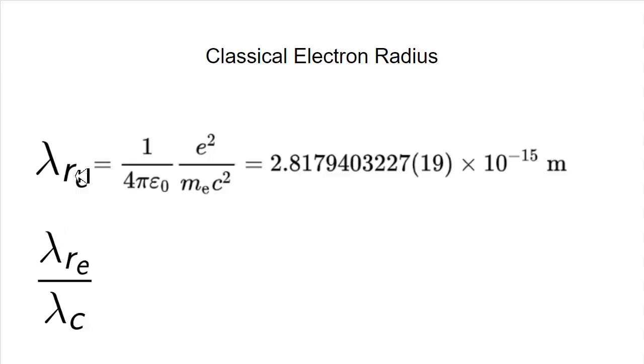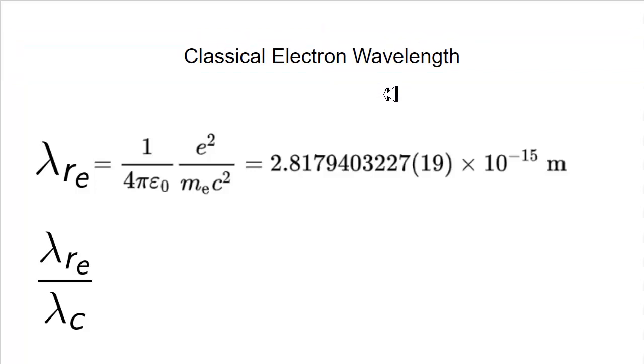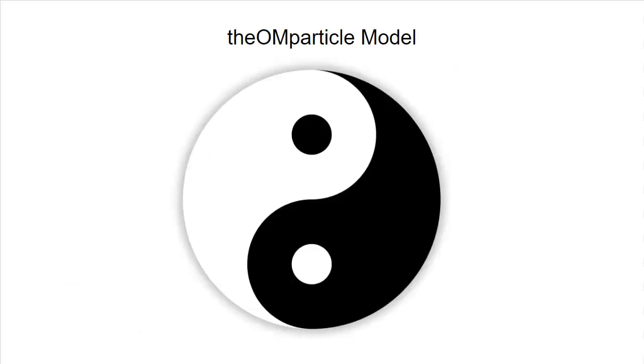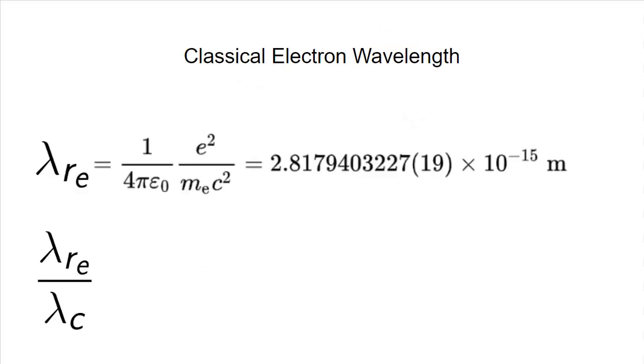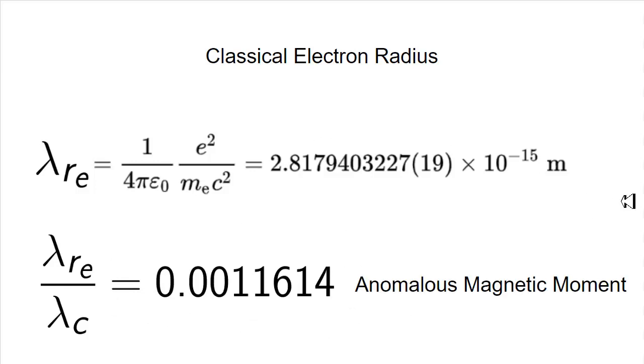And so what happens when you divide these two? What happens if you take the classical electron wavelength? Now we're just modeling this as a wavelength. We're pretending it's a wavelength. So this wavelength divided by the Compton wavelength, which my model assumes as the circumference of the circle or the wavelength of the wave. When you divide these two together, you get this number here. Now, anyone out there that's a little savvy will recognize this as the anomalous magnetic moment. So this is the anomalous magnetic moment.